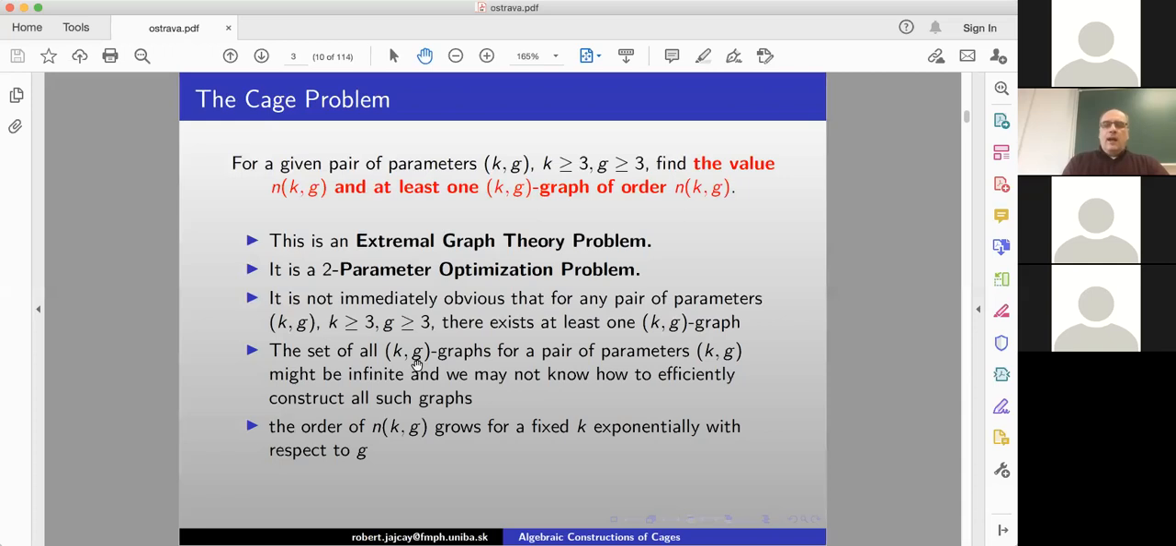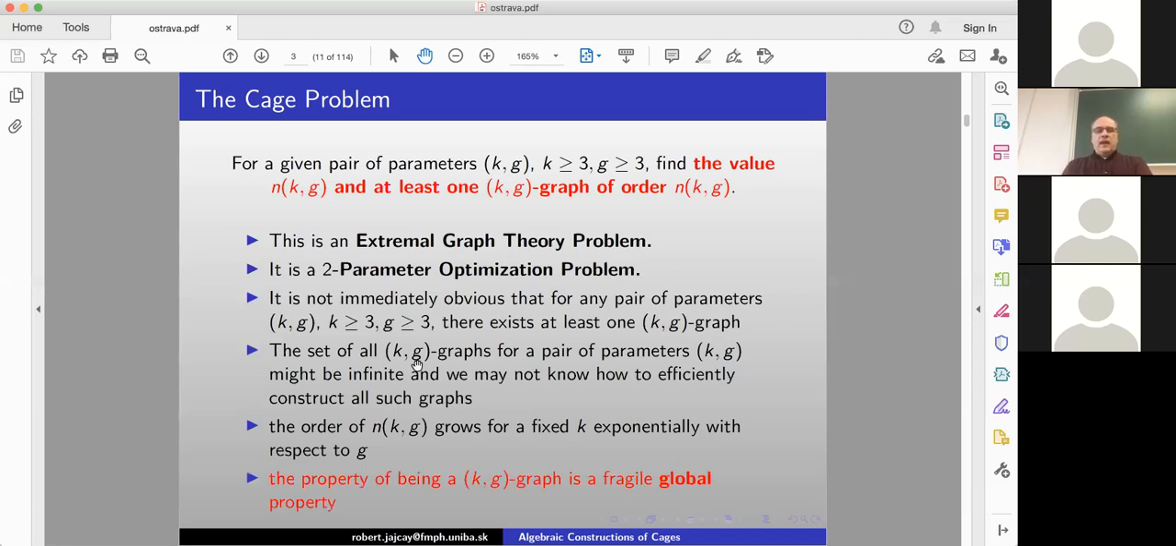Okay. And the other thing that is important in this area, that these are large problems. The classes of graphs are infinite, and the smallest graph may be rather large. As k and g grow, so does n(k,g). Okay, so it's a problem where we know what we're looking for, we know what the class is, but we don't have an efficient way to construct all the graphs in the class, and we don't have an efficient way to keep going from larger to smaller.